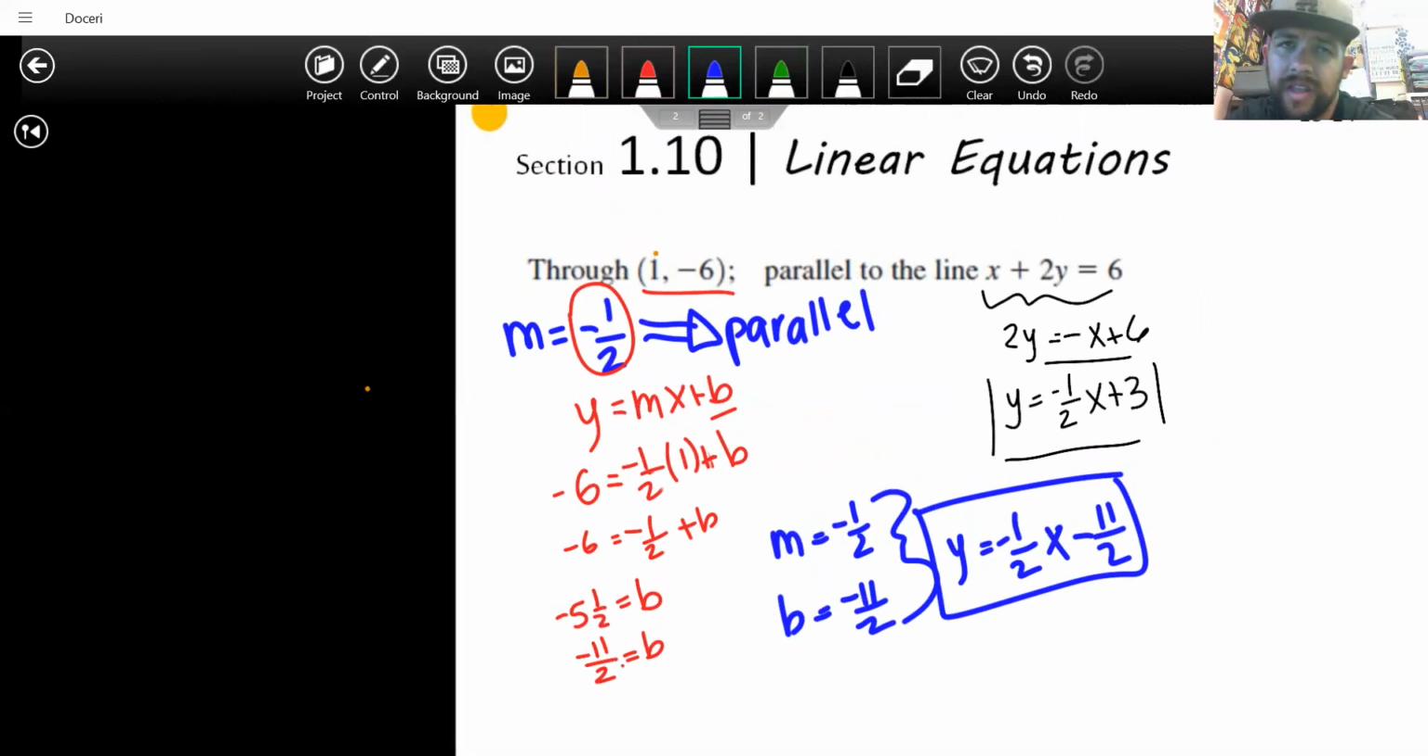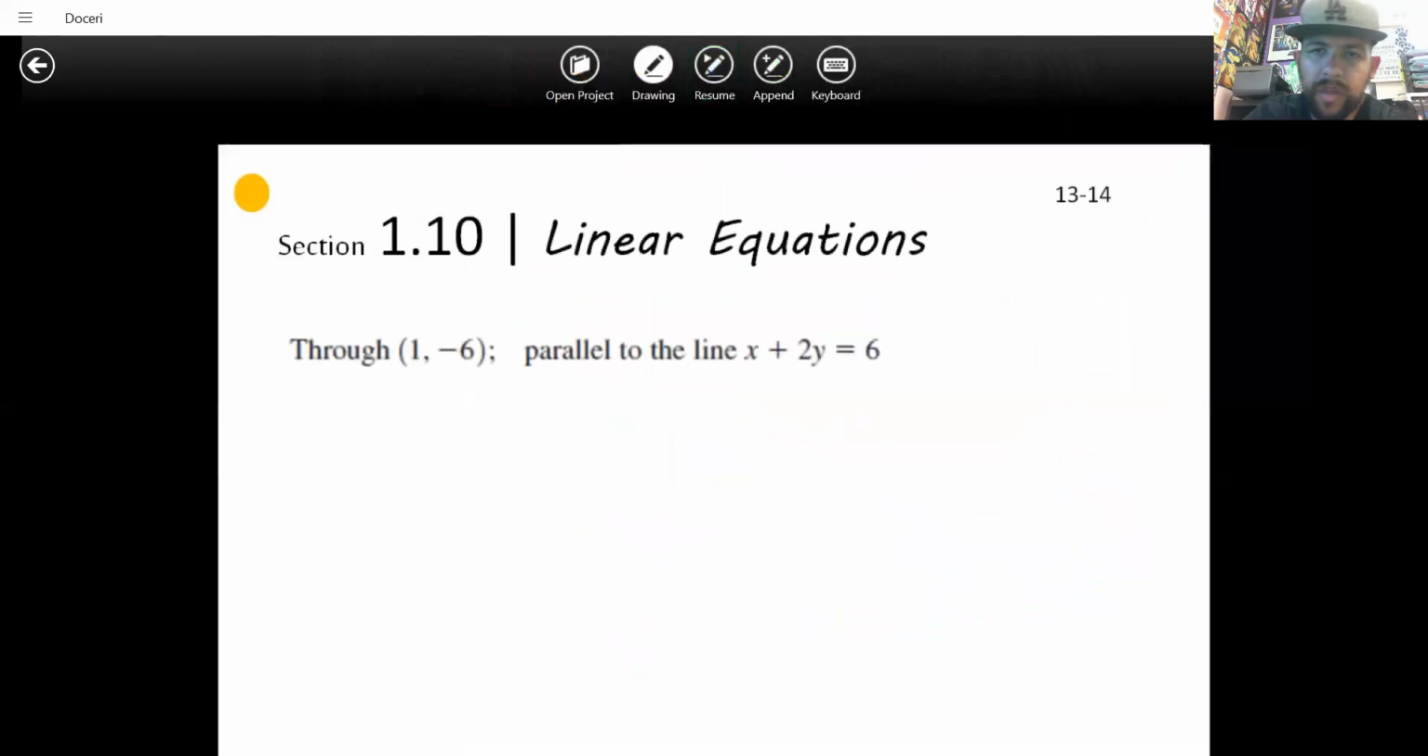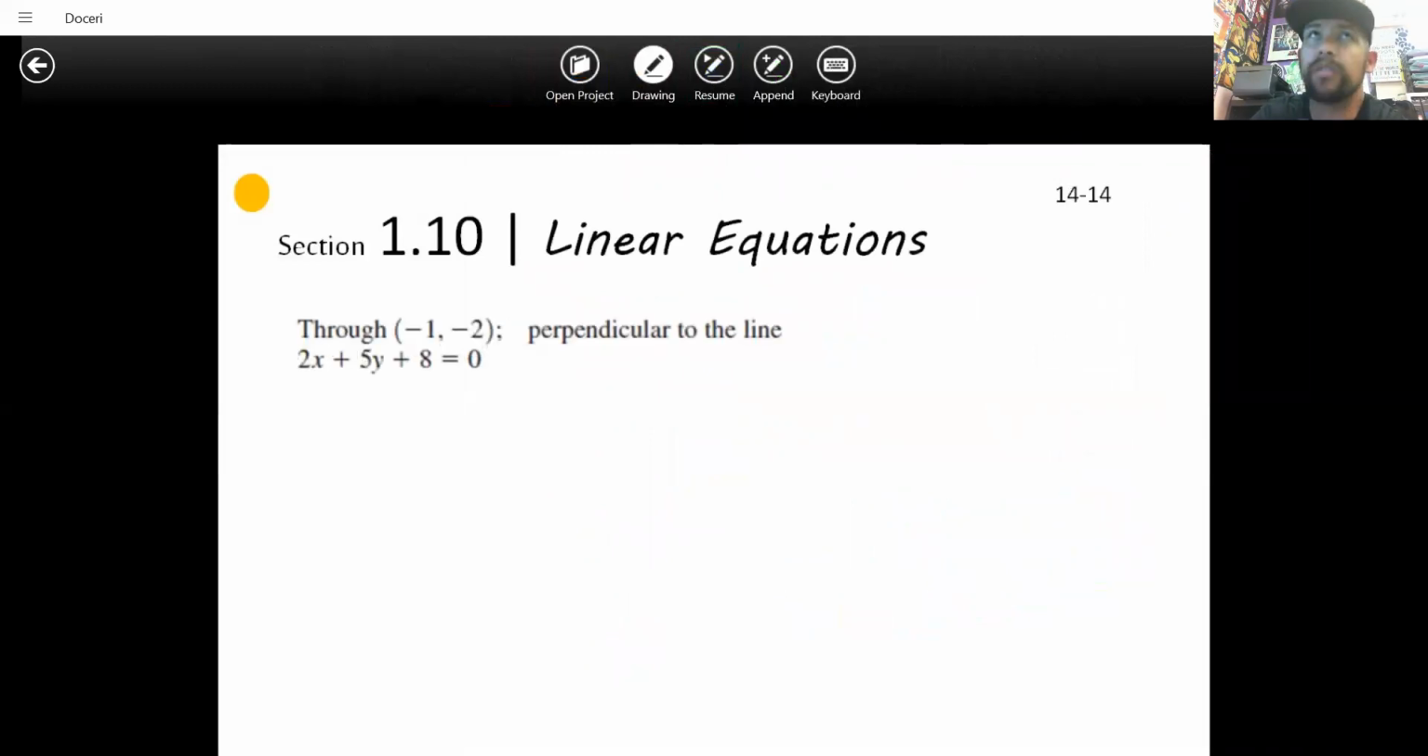So you want to be able to see that and determine those values by plugging in your parallel slope and your point, find b, and plug it into the y equals mx plus b equation. For our next one, I think we just have these three more problems to go. Perpendicular through the line. In this case, we have to find the opposite reciprocal of this.